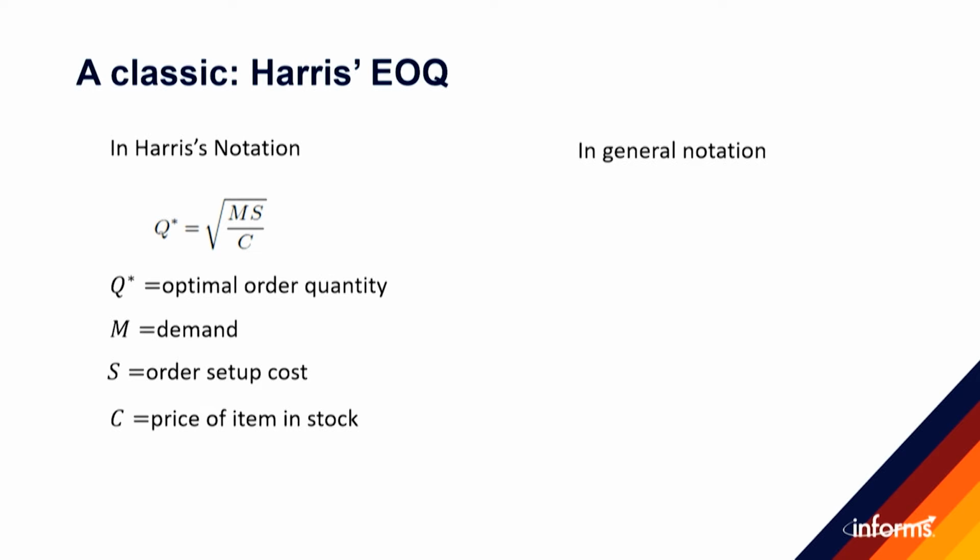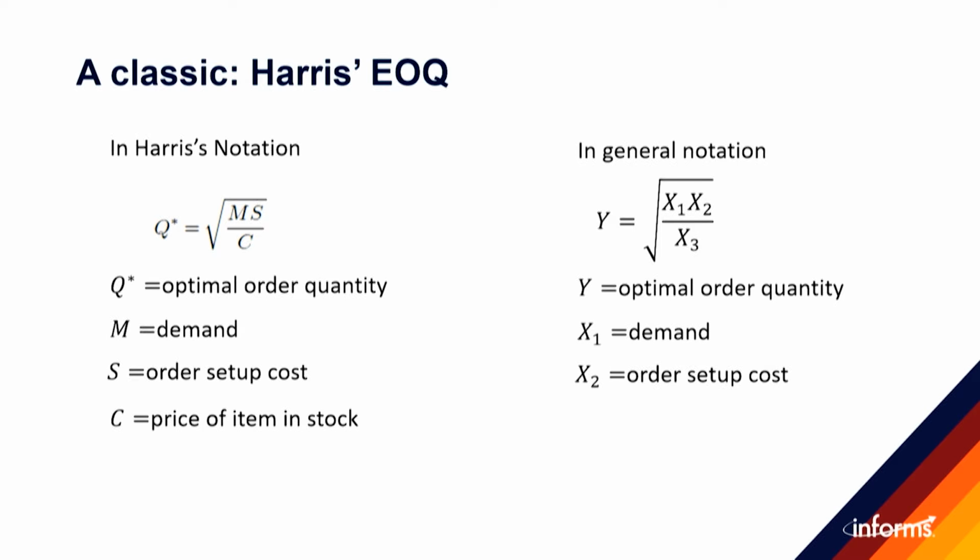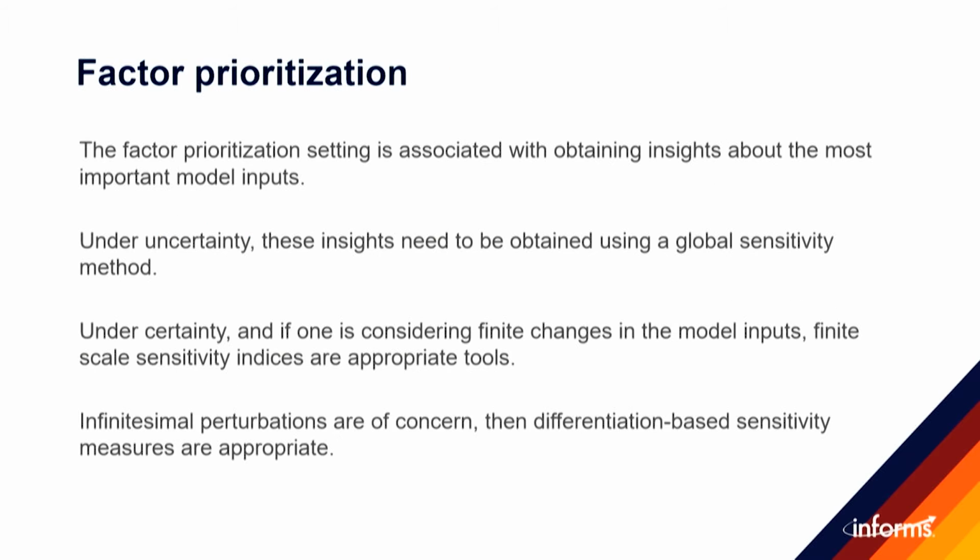In our general notation of before, how do things change? They become y equals the square root of x1 x2 over x3, because now we do not attribute anymore a meaning to m. That is, we look at it just numerically, so we want to know how y behaves as a function of x1, x2, and x3 numerically. And then y would be the optimal order quantity, x1 is demand, x2 and x3. Okay, so now in the next notation, we will continue without having a specific meaning to the inputs.